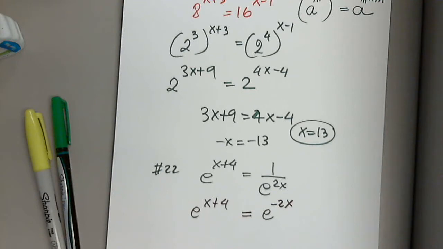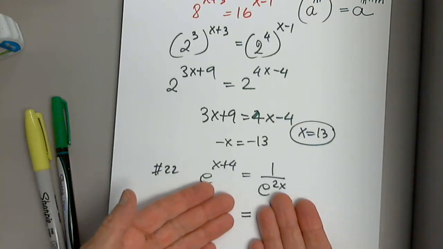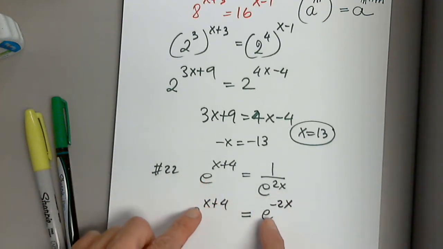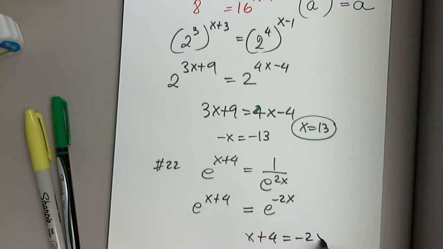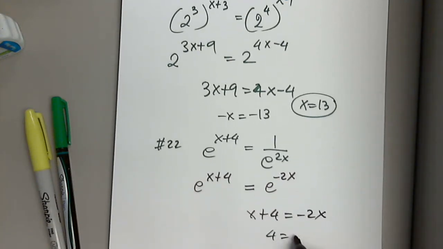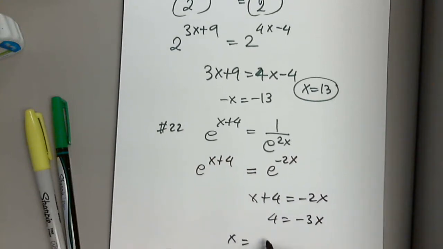Thank you, Jeremy. Okay, I'm back in business. Two numbers are the same, and they have the same base. What has to happen? x plus 4 must equal negative 2x, or 4 equals negative 3x, or x equals negative 4 thirds.